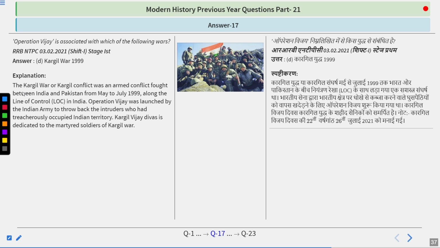or Kargil conflict was an armed conflict fought between India and Pakistan from May to July 1999 along the line of control in India. Operation Vijay was launched by the Indian Army to throw back the intruders who had treacherously occupied Indian territory. Kargil Vijay Divas is dedicated to the martyr soldiers of Kargil.